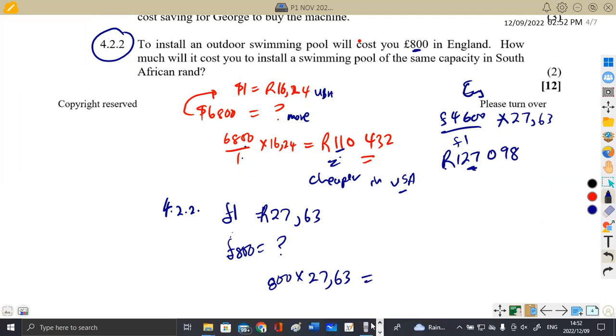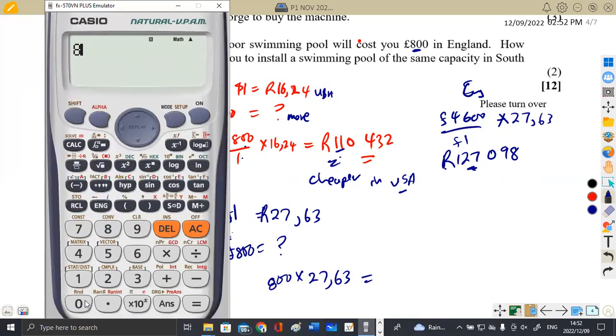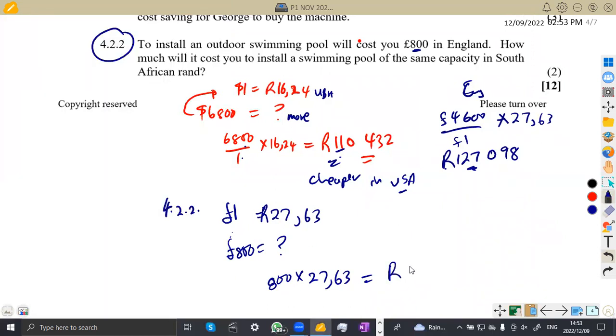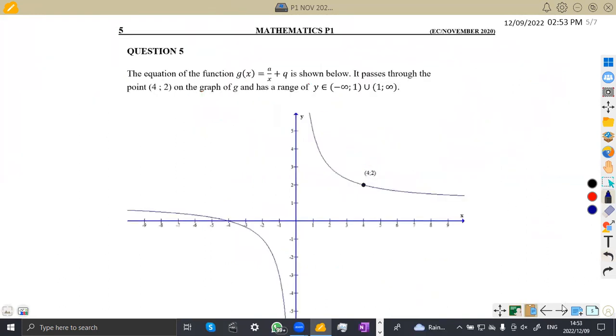If we multiply this, that will be the amount in rands to install the same swimming pool, which is 22,104 rand. So that was the total cost in rand. That's what we had, guys, on question number 4. We're having a total of 12 marks. It's pretty clear. We need to revise, guys, as much as we can.